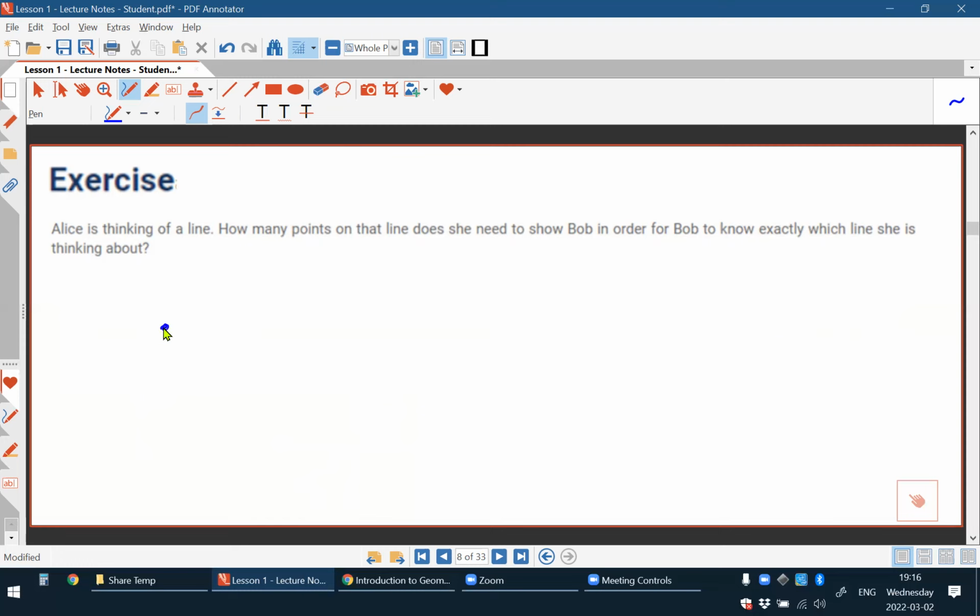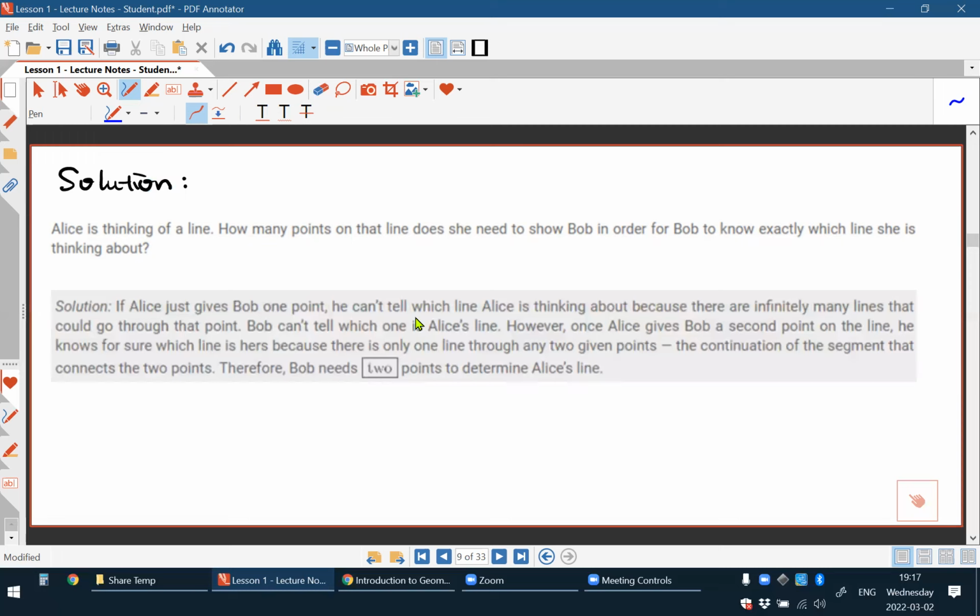Because if you have only 1 point, what will happen? There will be an indefinite number of lines that can cross this point, right? So if you want to determine a line, you need at least 2 points, right? 2 points can determine a specific line. Any questions? No. Okay. Great. And you can also check the detailed solution on the lecture slides after this lesson, okay?